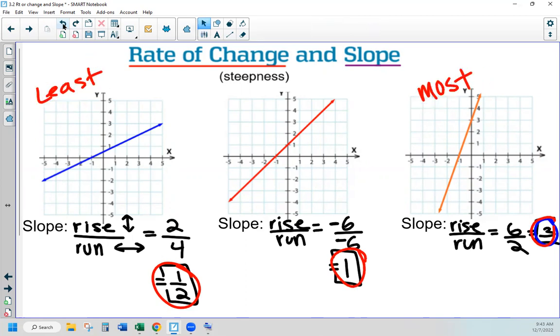This is the most steep line right here. That's the most steep line. This is the least steep line, making it the smaller number. Okay, keep that in mind.